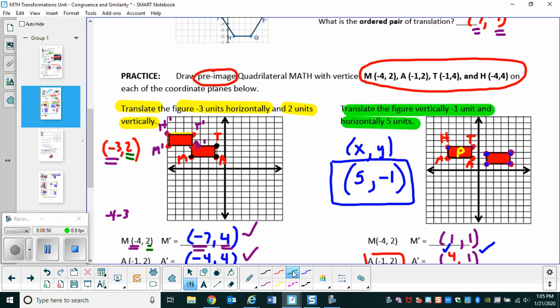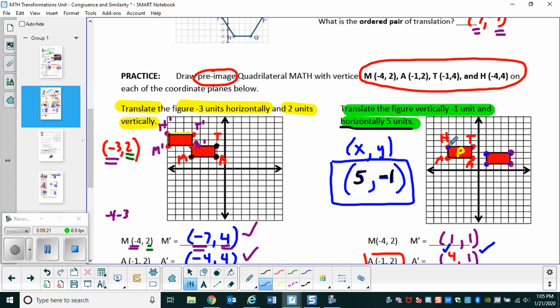And now what we're going to do is we're going to translate the figure vertically -1 and horizontally 5. Now you'll remember that in ordered pair, the x comes first, then y, and since horizontally 5 units is on the x-axis, there's my 5 in the x spot, and then vertically is down 1 unit, so there's the down 1 unit. So all you're going to do is take each one of these and move over 5 down 1.